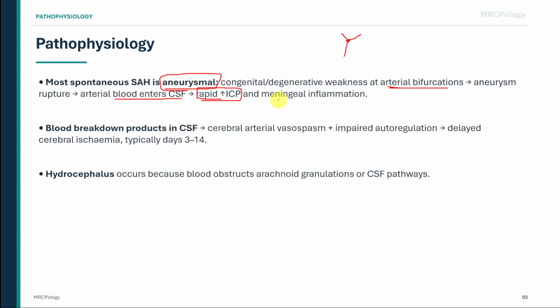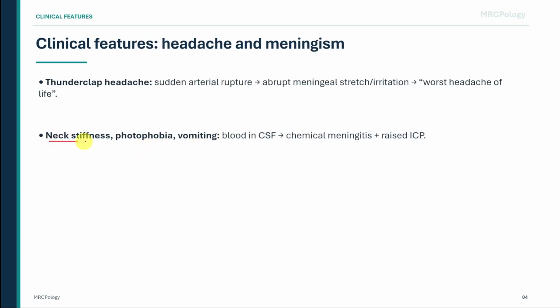Blood in the cerebrospinal fluid acts like a chemical irritant. This produces meningism, so the patient develops neck stiffness, photophobia, headache, and vomiting. Do not confuse this with infective meningitis. In meningitis, the trigger is infection and inflammation of the meninges. In subarachnoid hemorrhage, the trigger is blood irritating the meninges.